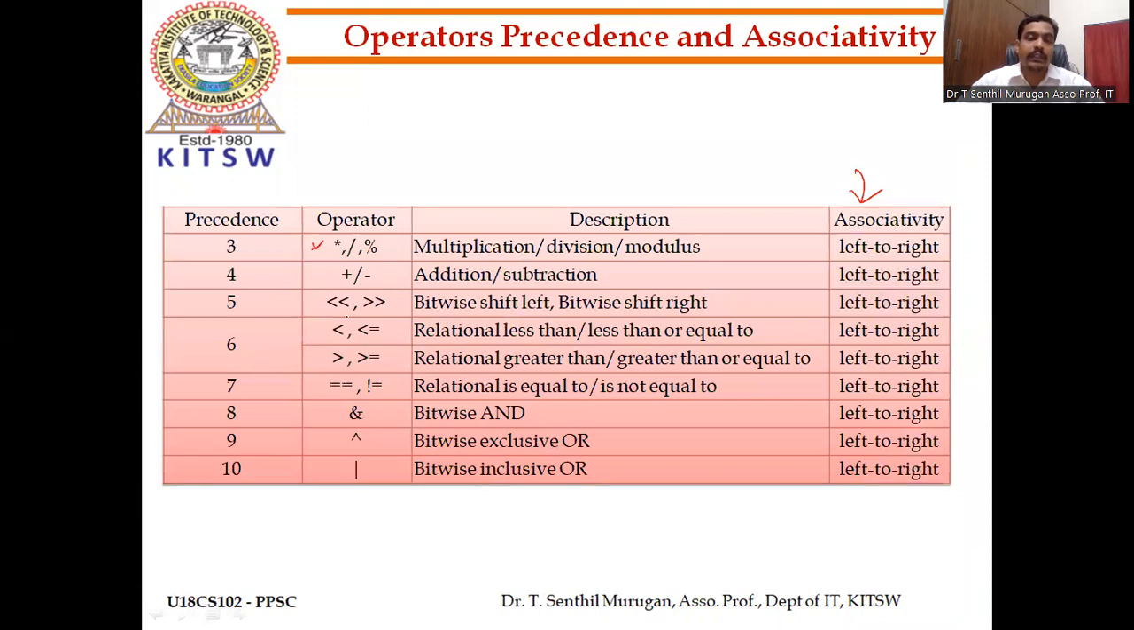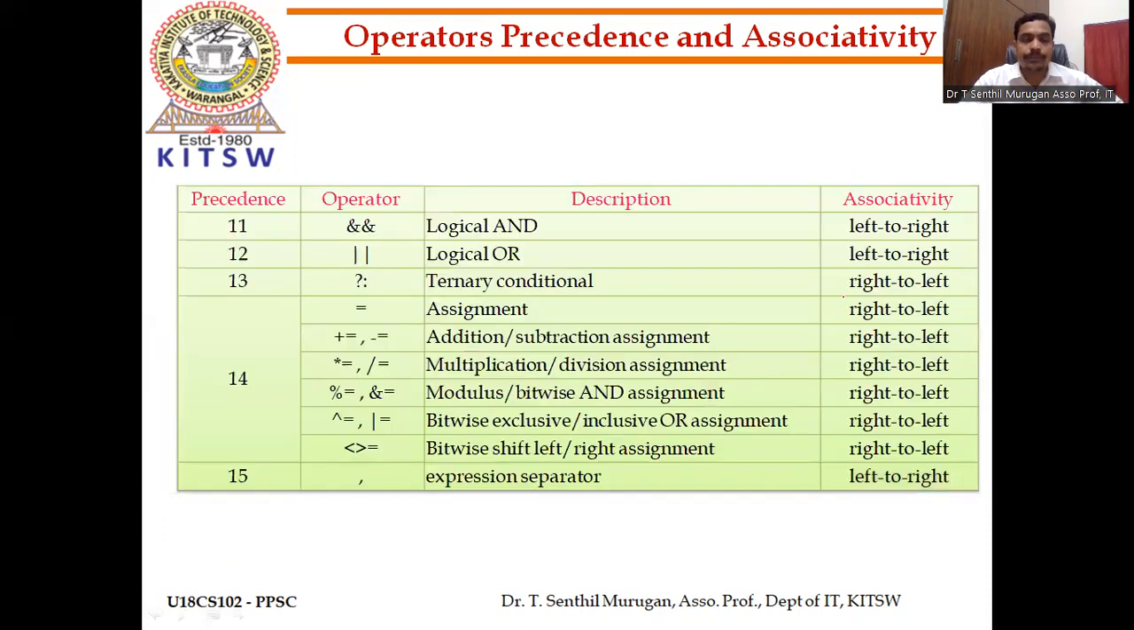Then addition or subtraction. Here shifting, left shifting and right shifting. Here relational operators: greater than or equal to, less than or equal to, not equal to, equal to. Then bitwise AND, bitwise OR, bitwise XOR. All these operators have different precedence: first preference for this, second preference for this, like this. But if the same operators come, you have to follow left to right.